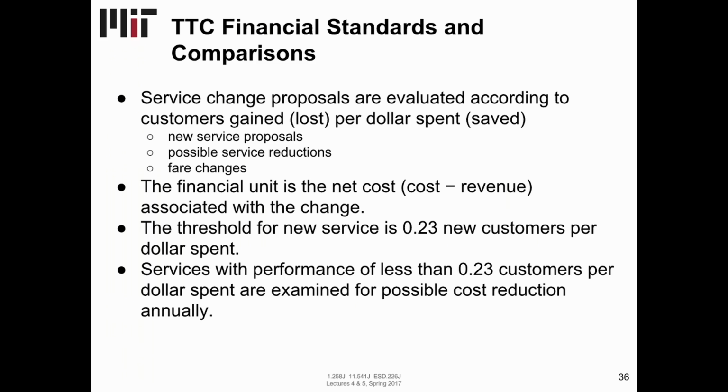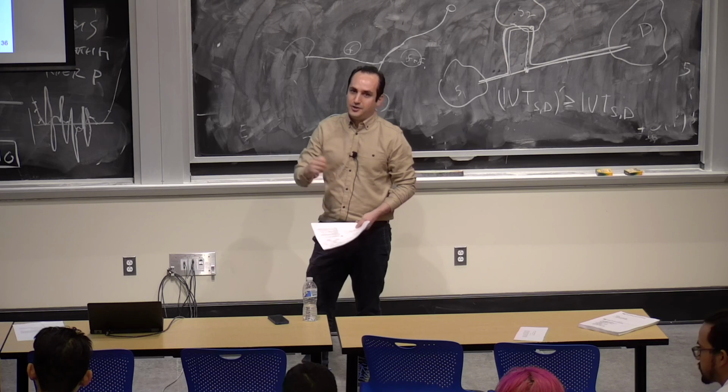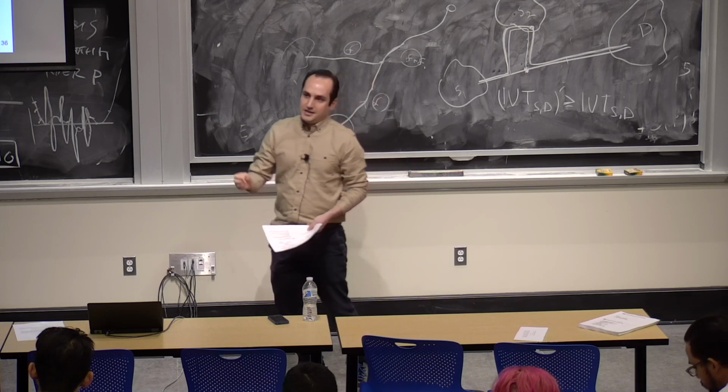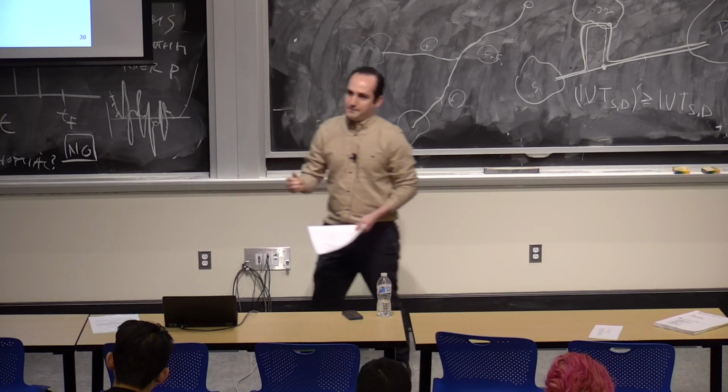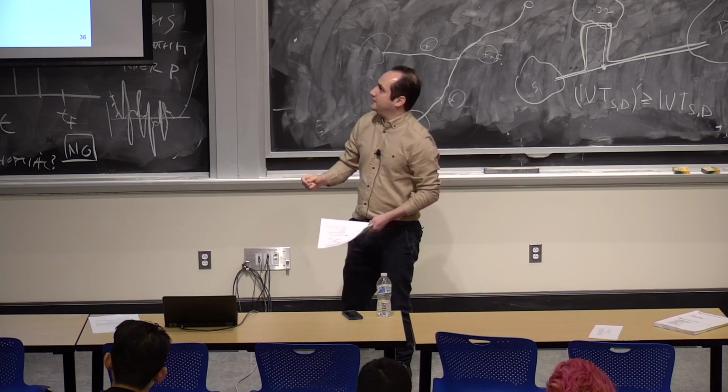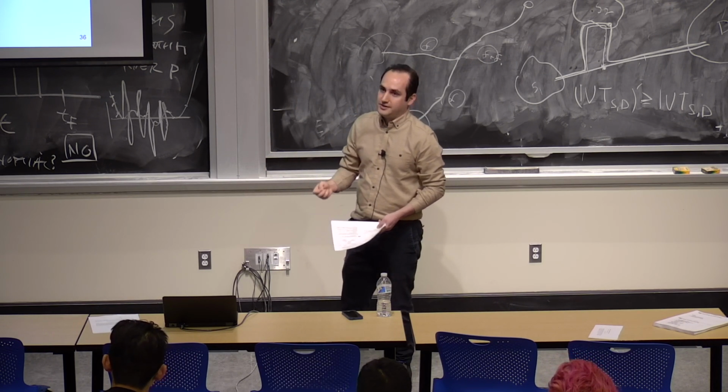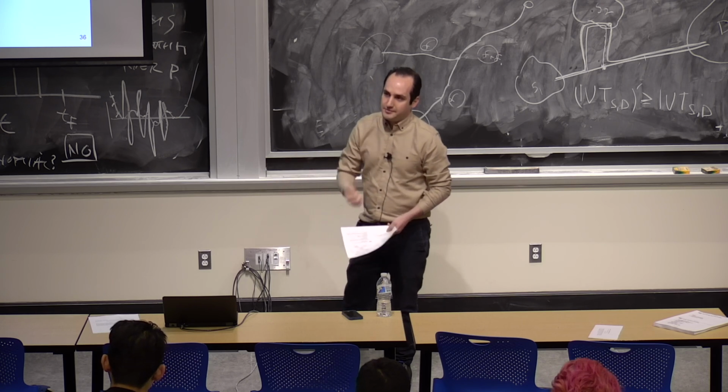Again, the financial unit that goes into these computations is the net cost, operating cost minus the revenue, and the threshold that is used by Toronto is 0.23 as the standard threshold. That's 0.23 passengers per dollar spent. So for each dollar that you're spending on the operation minus the revenue, you need to guarantee at least 0.23 passengers are getting served.